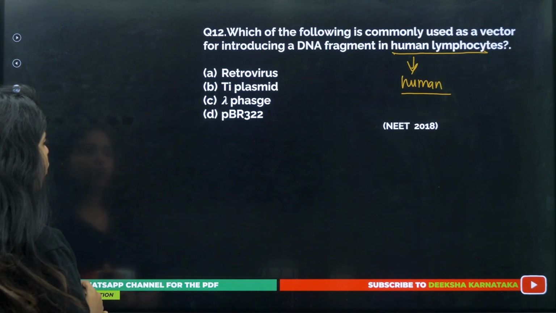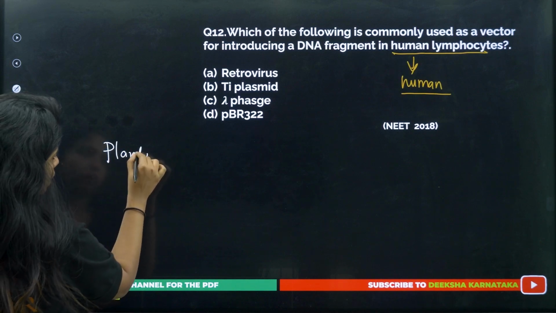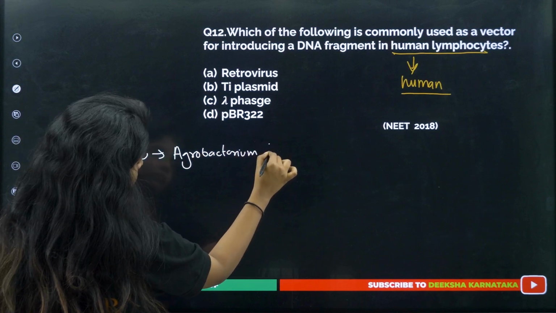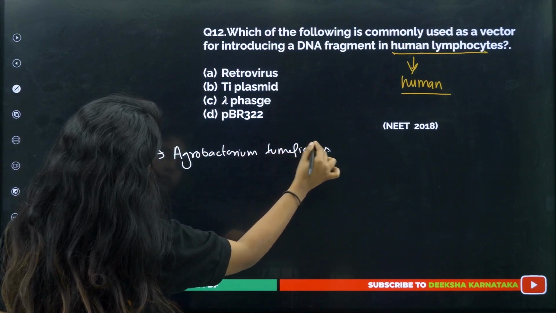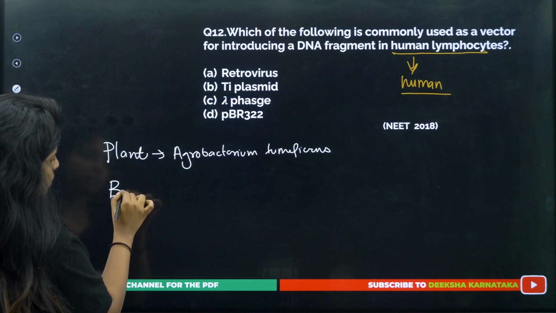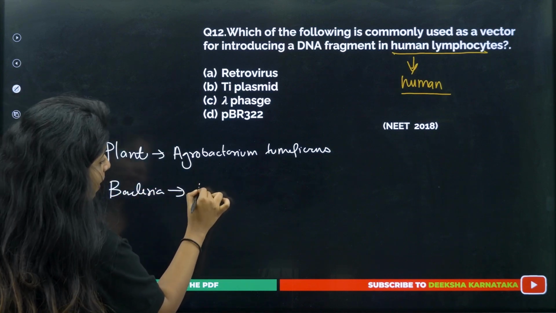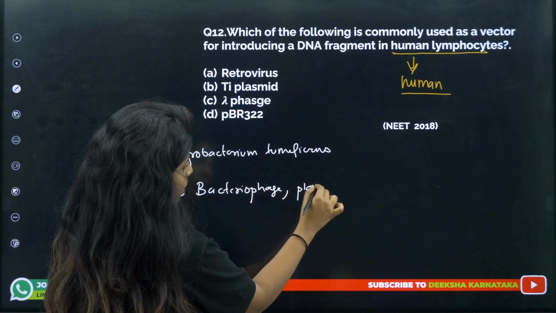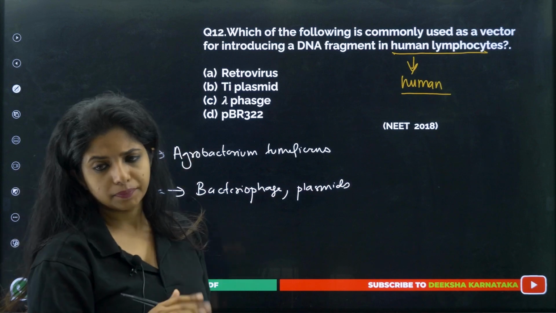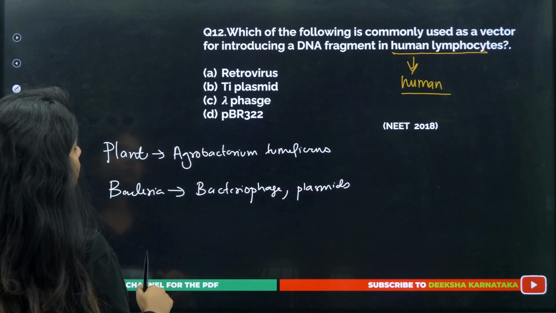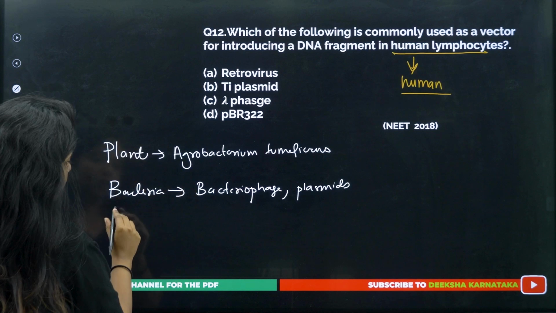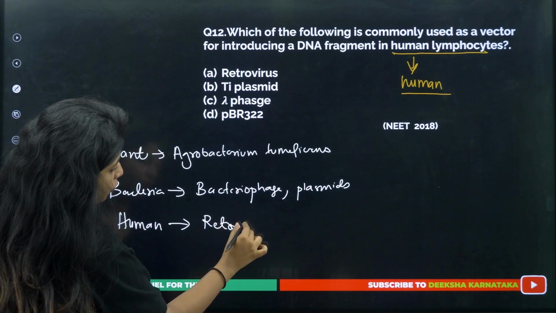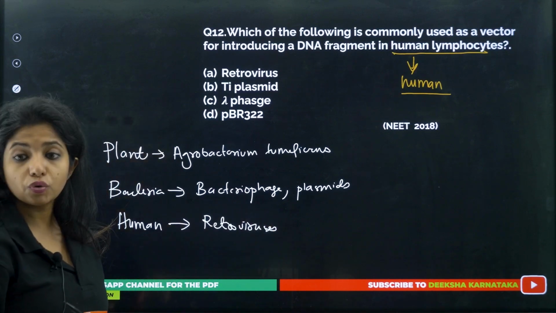Okay, so in the case of plants, the most common vector that I am having is Agrobacterium tumefaciens. Okay. In the case of bacteria and stuff like that, I have bacteriophage, I have certain other plasmids and things like that. Now, in the case of human beings, I have retroviruses. For example, HIV is a retrovirus. So, they are the ones that can be used.